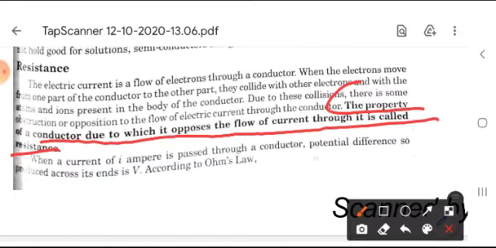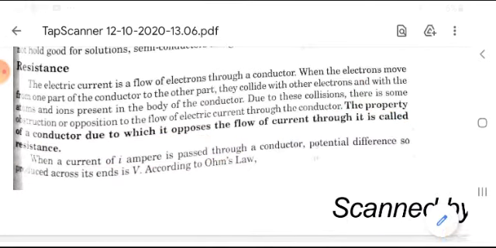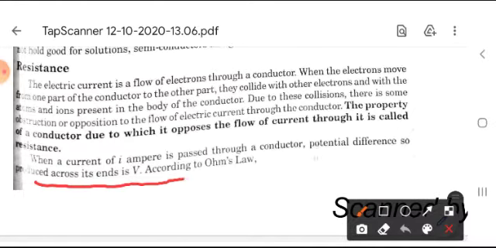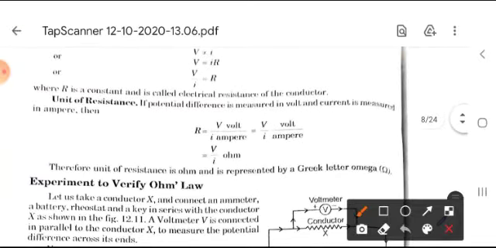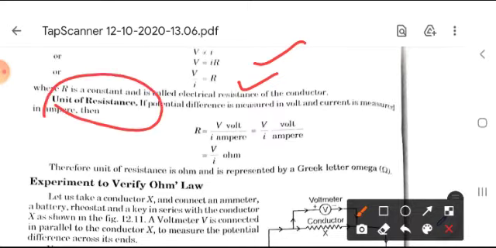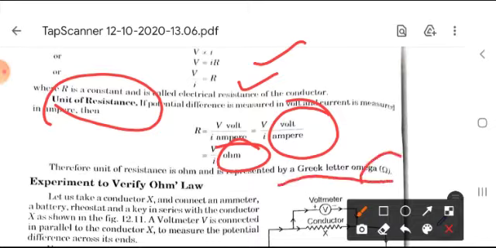Now explaining more, when a current of I ampere is passed through a conductor, the potential difference so produced across its ends is V. According to Ohm's law, V is directly proportional to I, so V is equal to IR, or V upon I is equal to R, that is constant. This is Ohm's law. Now moving forward, the unit of resistance is volt per ampere, also called ohm, and it is denoted by the Greek letter omega.